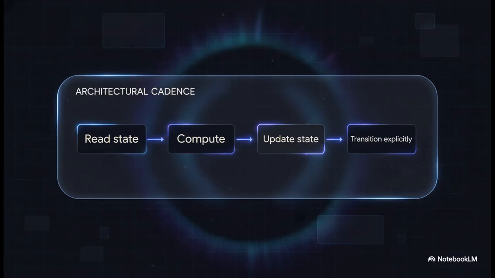So the crucial point is this specific architectural cadence. It's the recurring metaphor for literally everything you will build in Burr. Every single action follows this exact pattern. You read the declared state, you compute your logic, like calling an external API, you update the immutable state with those results, and then you explicitly transition to the next action. This pattern never changes, whether you're building a tiny toy chatbot or a massive enterprise simulation.